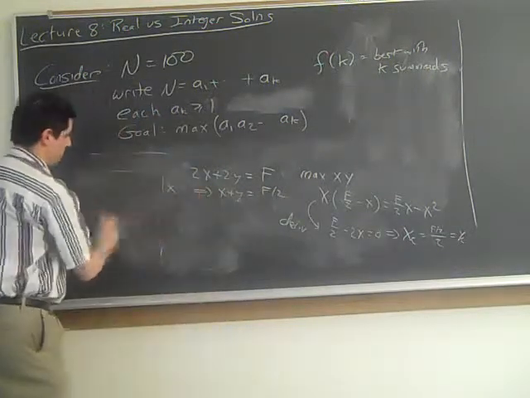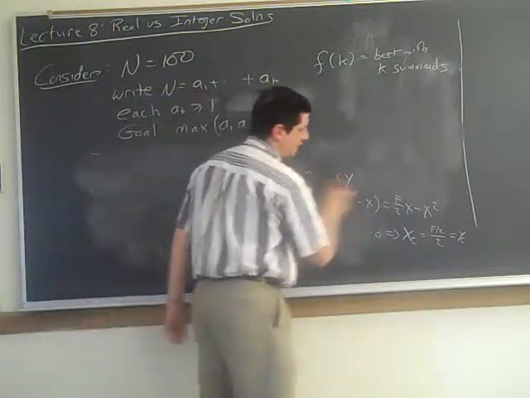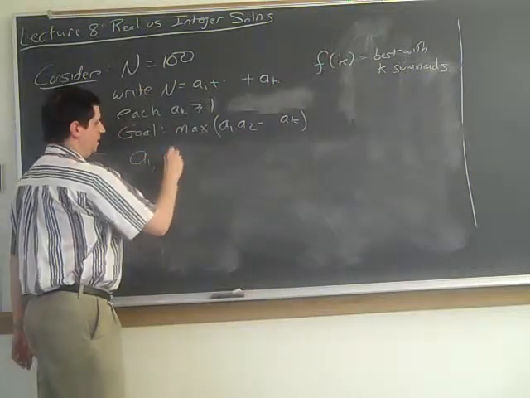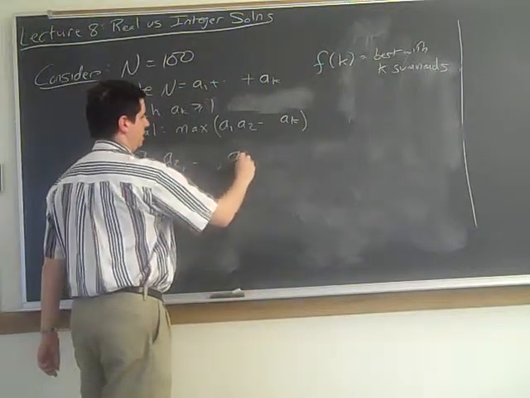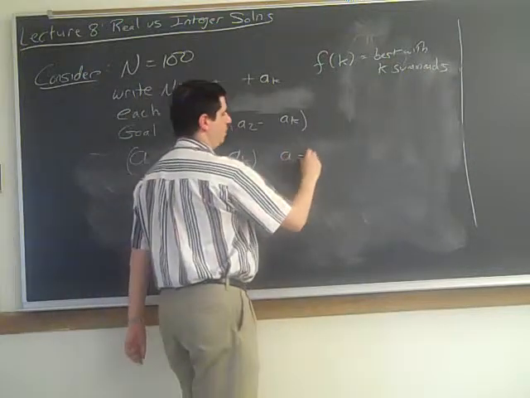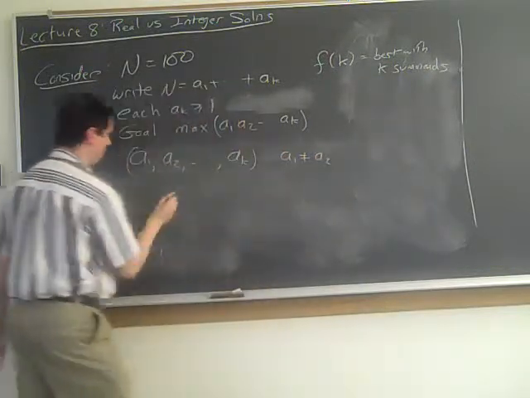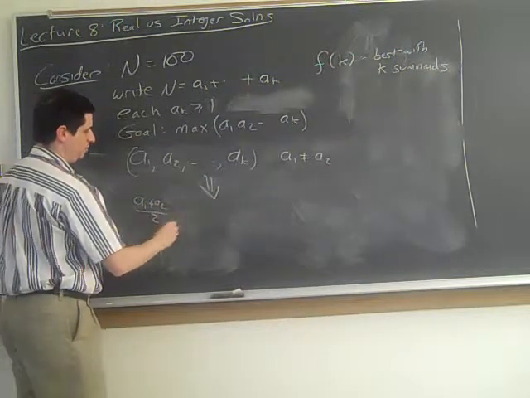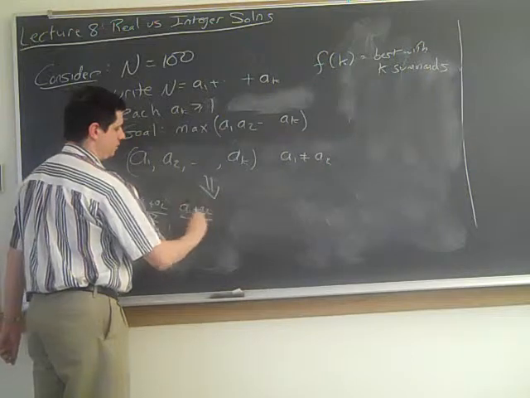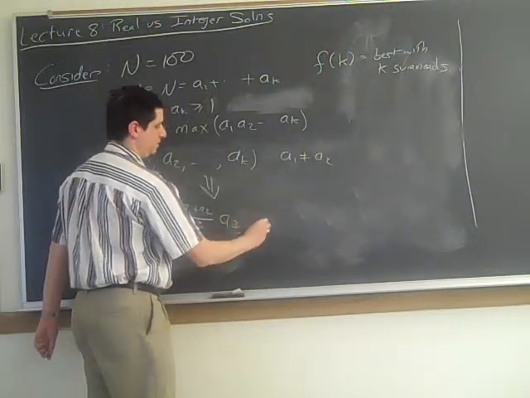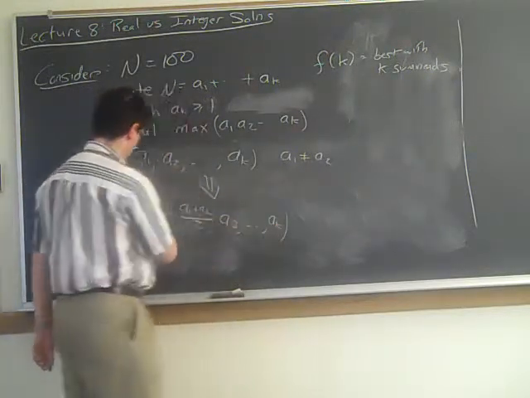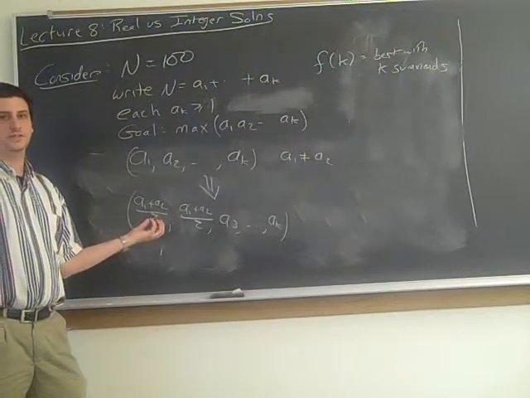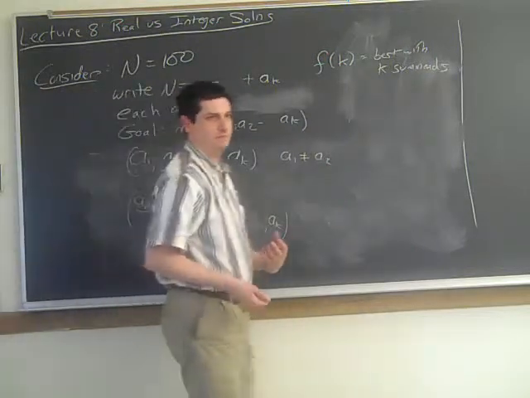So briefly, when you have to decide, is this rigorous enough for you? Let's say we have a1, a2, through ak, and a1 does not equal a2. Then we send this to (a1 plus a2)/2, (a1 plus a2)/2, a3, through ak. And we've only increased the product. And so we keep playing this game.